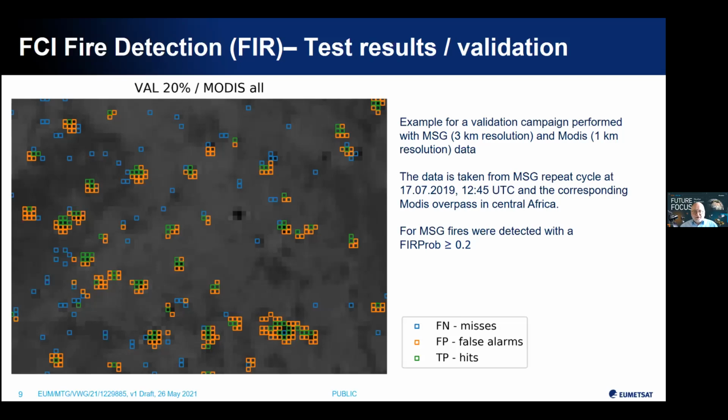The false alarms are mainly coming from the structure of an MSG pixel, because if you have a fire in an MSG pixel, very often the neighboring pixels also show that fire. But you also see in the center here some pixels which are very likely fires, but also not detected by MODIS, nor by MSG or our fire detection algorithm.